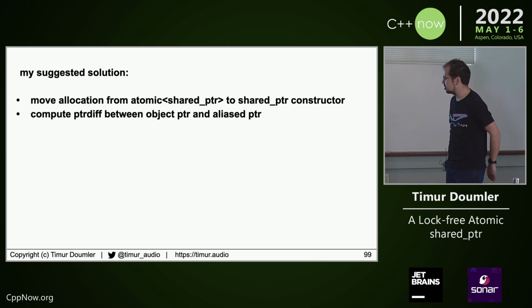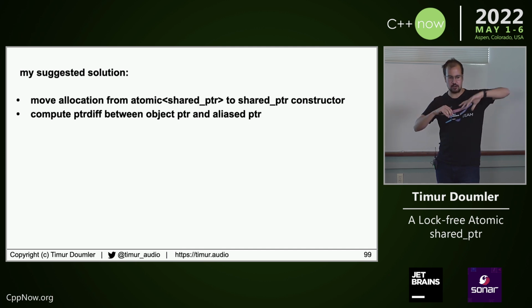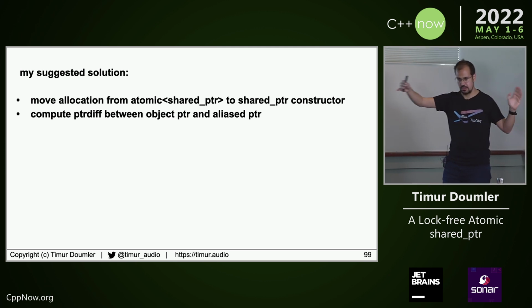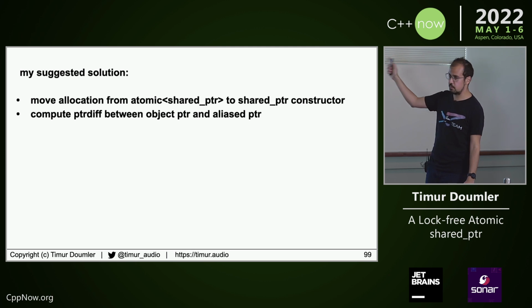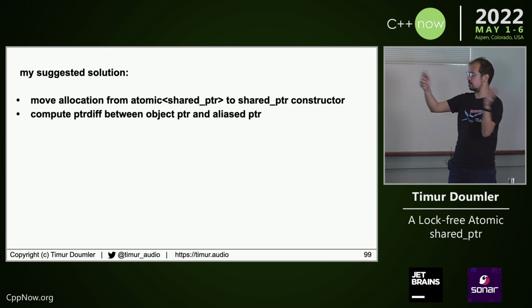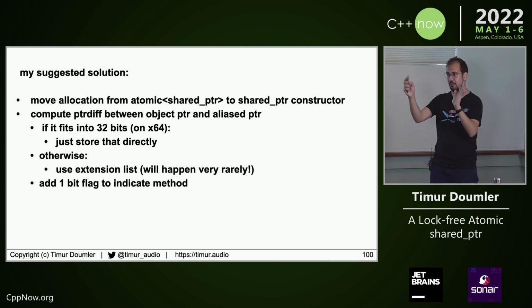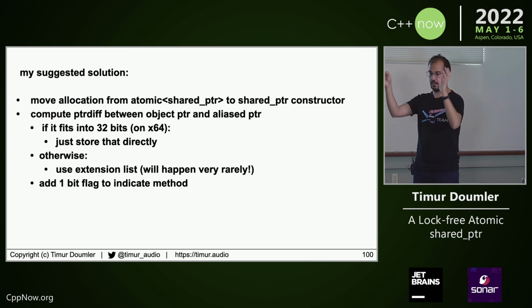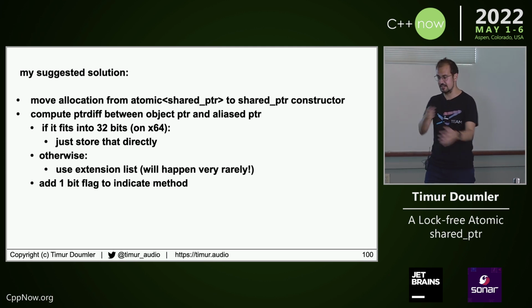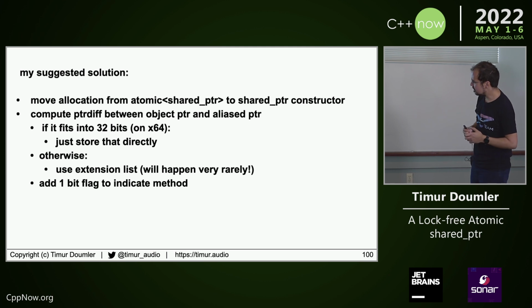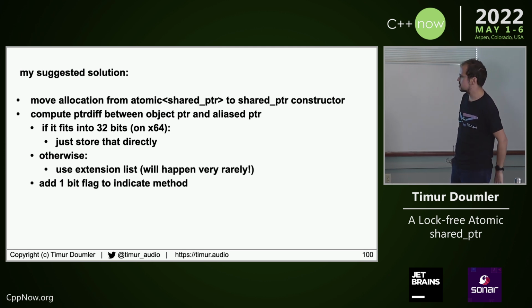But the idea is basically that you observe that if you have an alias pointer, it's not going to be pointing to a completely different memory address, right? You're going to be pointing typically to a member or a base class of the original object. So the difference in address is not going to be that large. So what you can do is compute the pointer difference between those two pointers, the object pointer and the alias pointer. And then if your object is not bigger than 4 gigabytes, which I really hope it's not, you can fit that pointer diff into 32 bits. And then you can fit your local ref count into the other 32 bits. Then you can store the whole thing into 64 bits, and store it together with the control block pointer in the 128 bits, without having to do any allocations or any additional data structures at all.